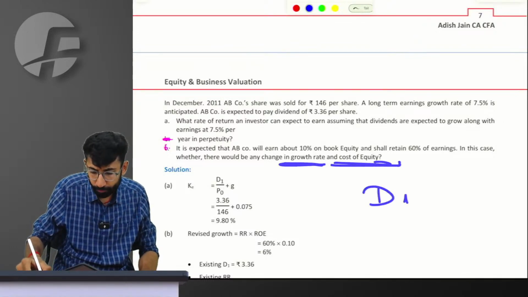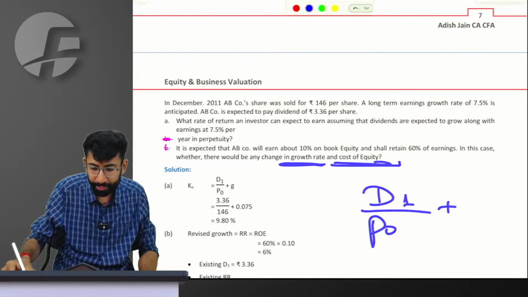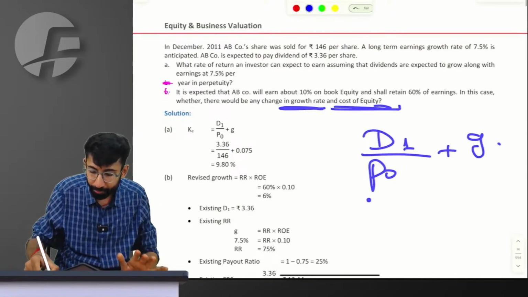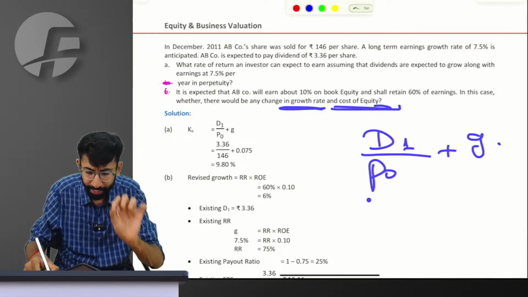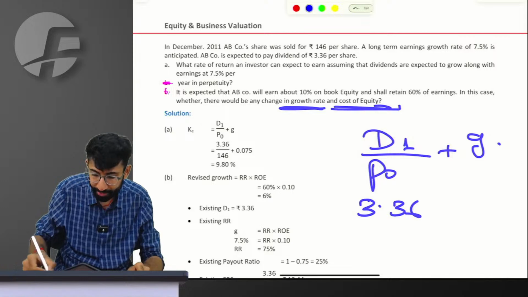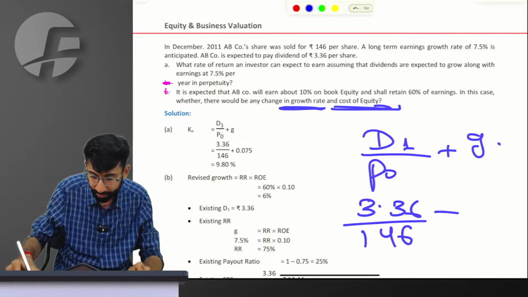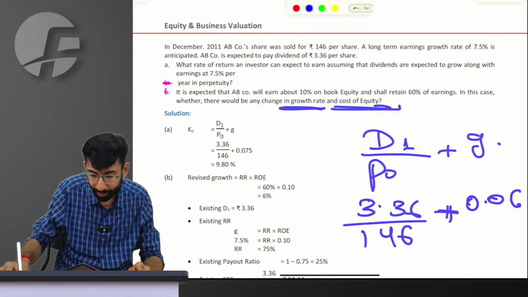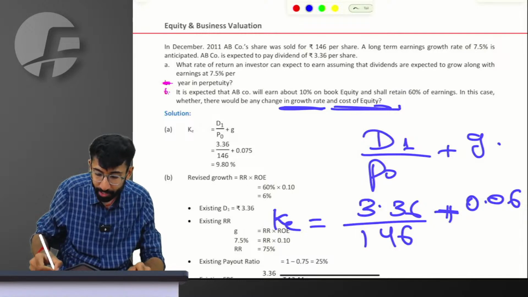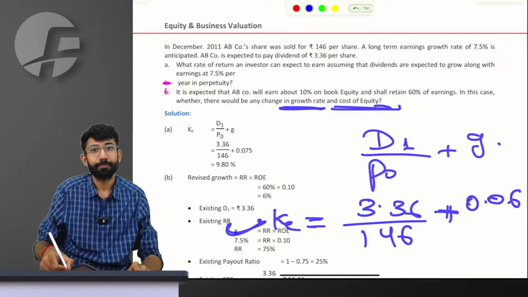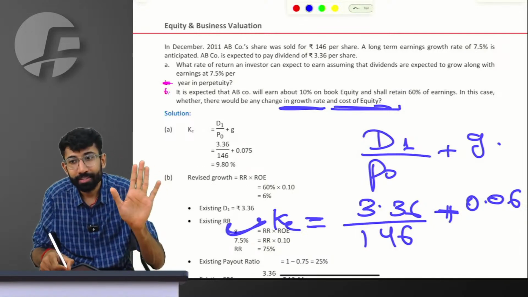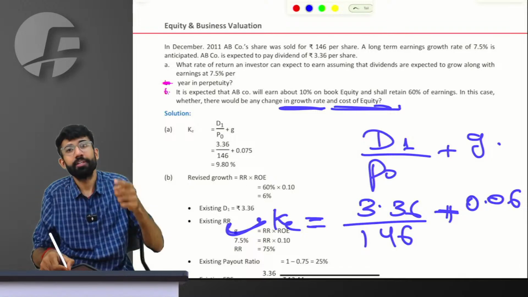Because of change in growth rate, will your cost of equity change? Yes, because when I do D1 divided by P0 plus G, where my D1, for simplicity, I'm saying my D1 was 3.36 divided by P0 is 146. Now the growth rate will be 0.06. Will my KE change? Obviously, it will change. But not only this much, it will change further.